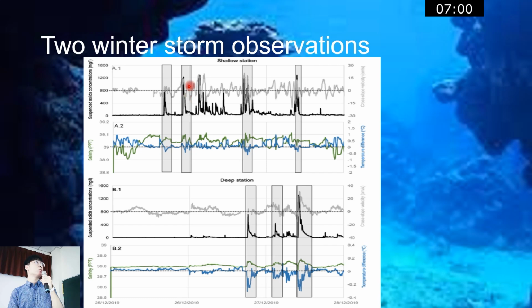This is two winter storm observations. The gray area is the winter storm, and the green line is the salinity. When there is a winter storm, it causes turbidity. The salinity will increase, and the temperature will decrease.